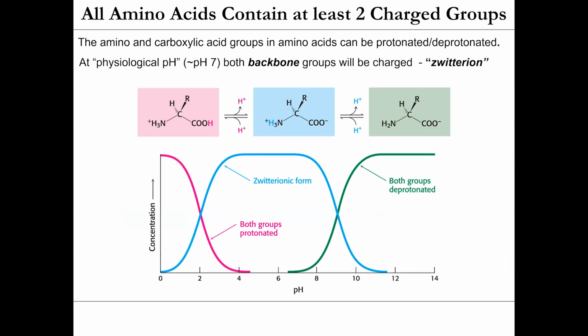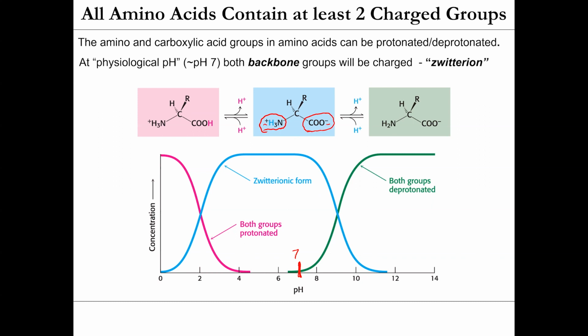All amino acids also contain at least two charged groups. The amino group and the carboxylic acid group in amino acids can be protonated or deprotonated. At physiological pH, so around pH 7, both the backbone groups are going to be charged. That amino group shown here is going to be protonated and carry a positive charge, and the carboxylic acid group is going to be deprotonated and carry a negative charge at that physiological pH, so at pH 7. And so you just think back to our discussion on pKa's.